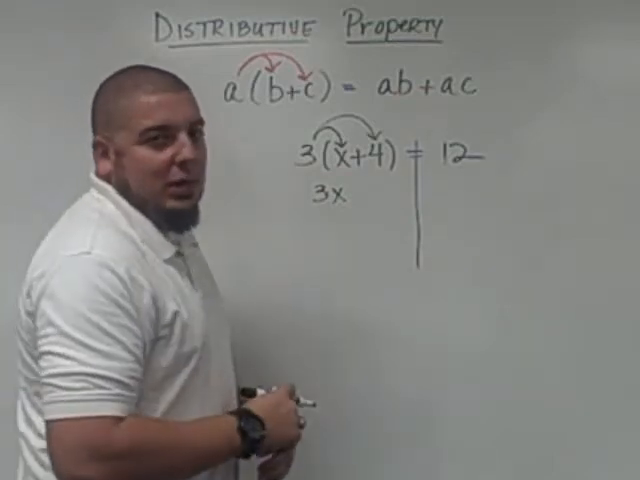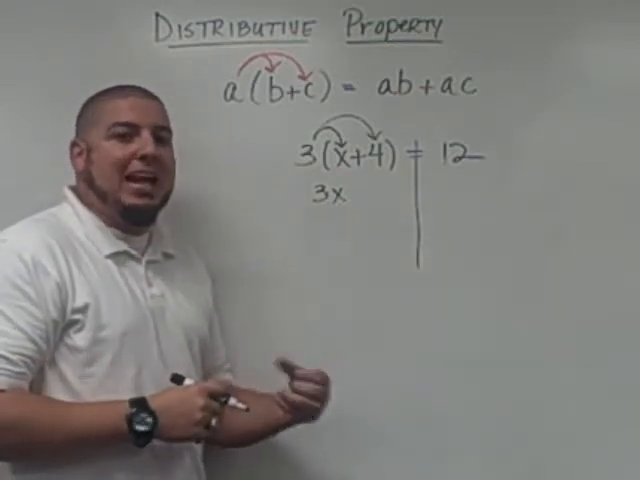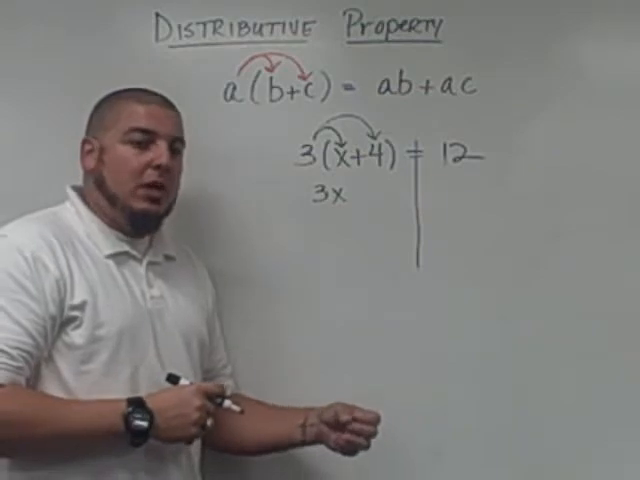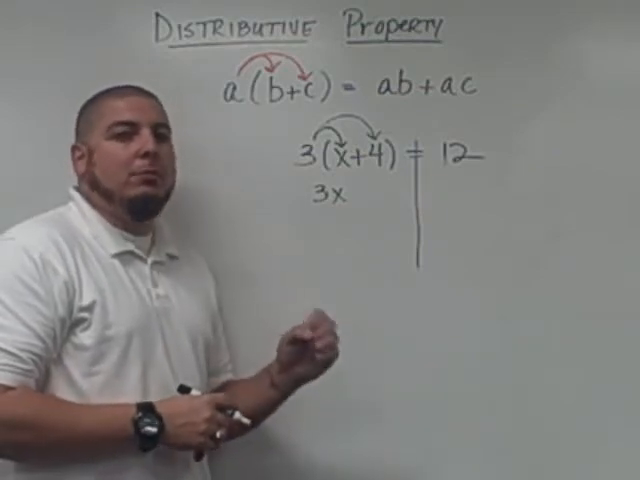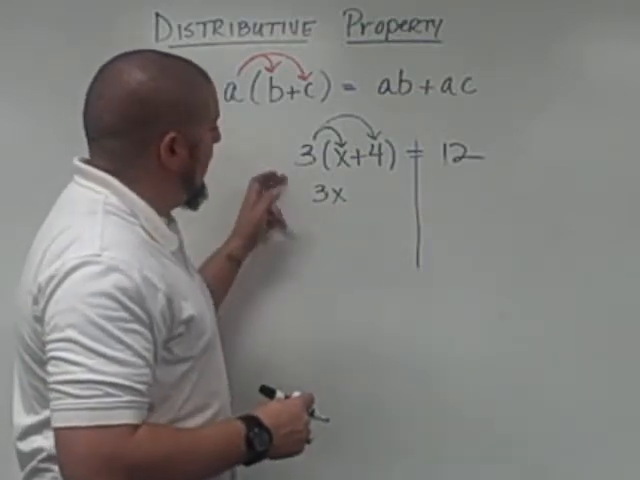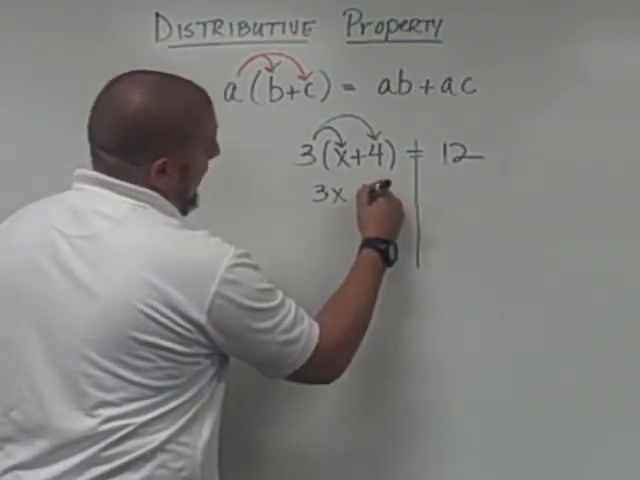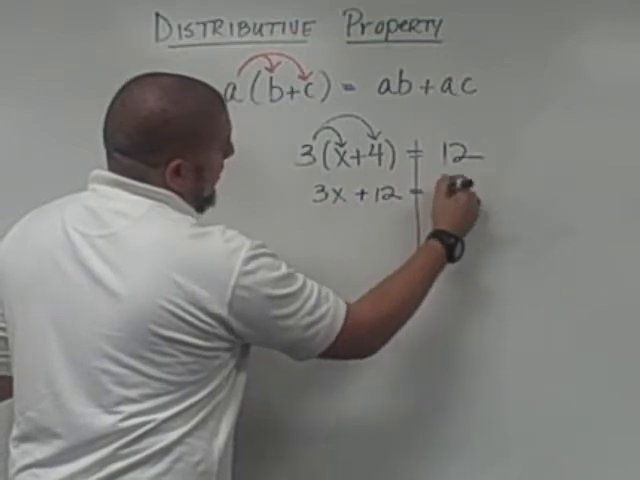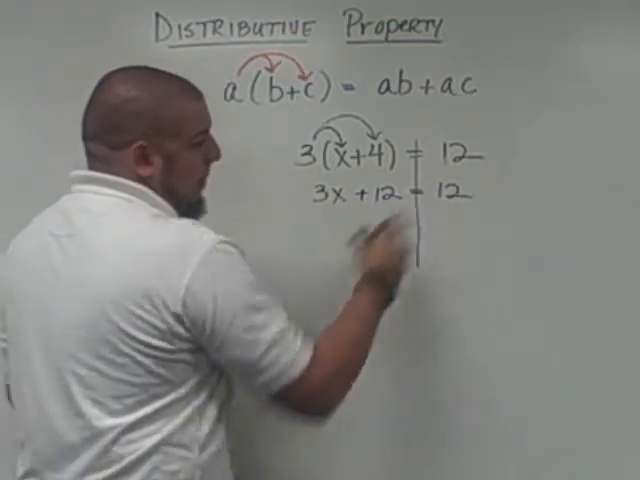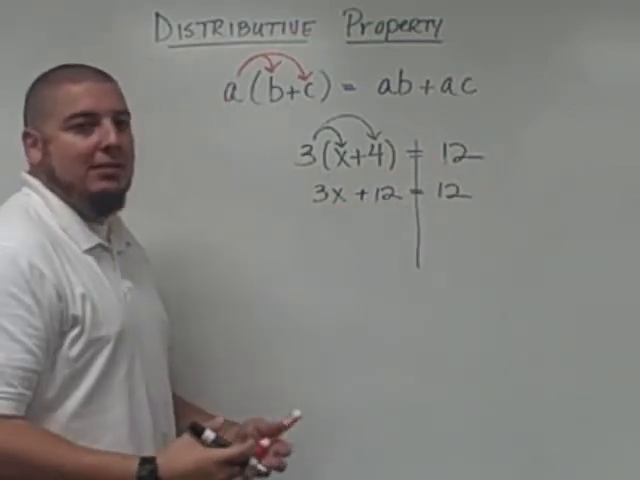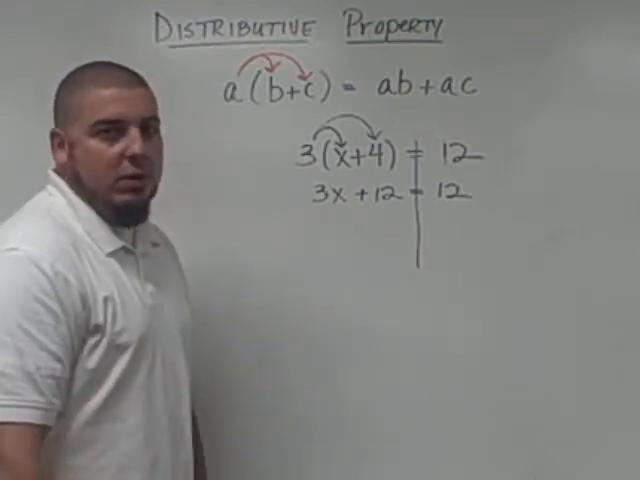That's one thing we haven't talked a whole lot about in class, but you can multiply and divide unlike terms. You cannot add and subtract them, but you can multiply and divide unlike terms. So I'm going to take 3 times x and get 3x. 3 times 4 is going to give me 12, equals 12. Now, this is just a simple two-step problem that we've been working on for the past several days, so we should be able to solve this with no problem.